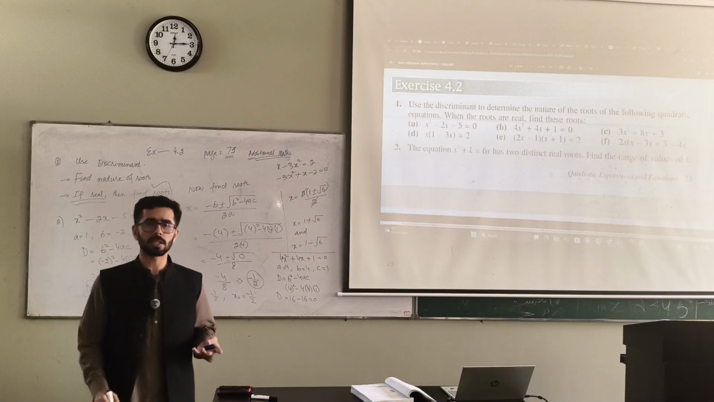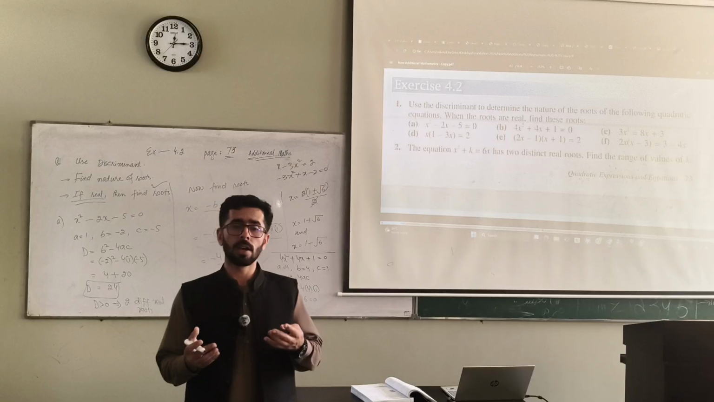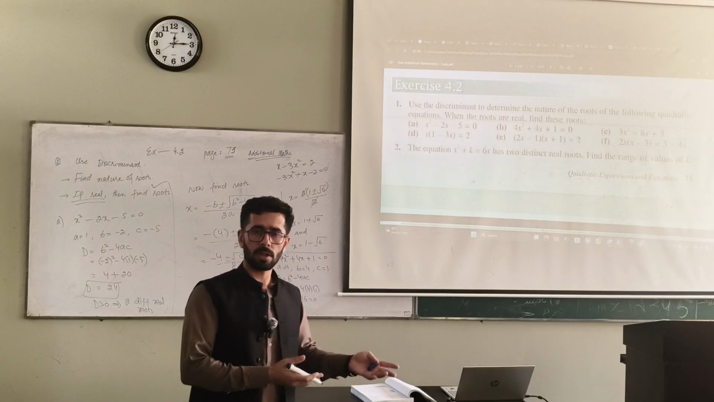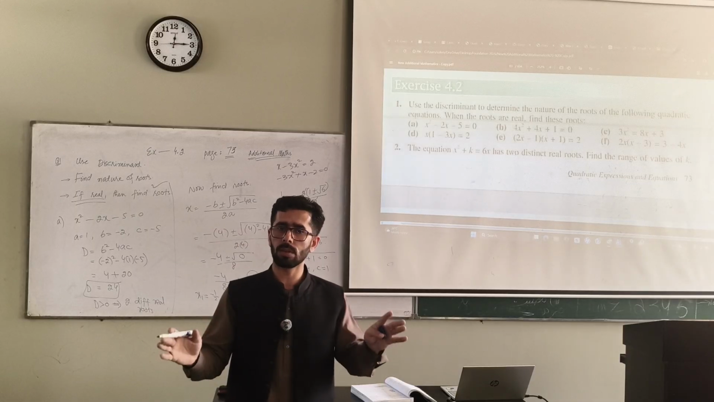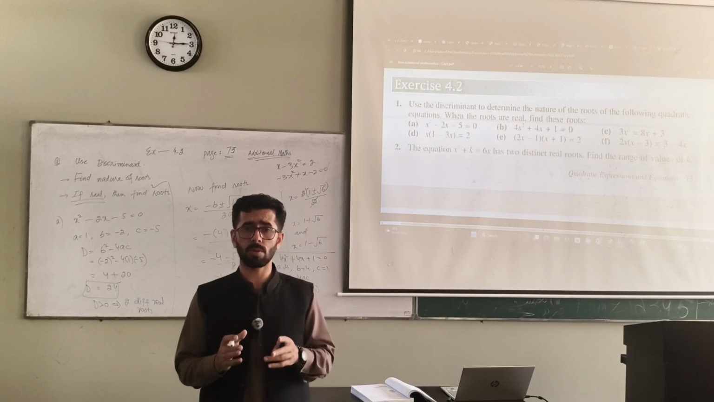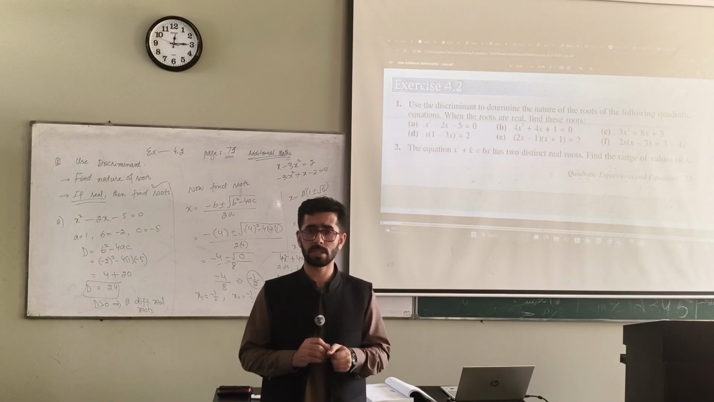We put them into the discriminant b squared minus 4ac. We get the value either positive, negative, or 0. If it is positive, two real different roots. If it is negative, no real roots at all. If it is exactly equal to 0, we have two real same roots.